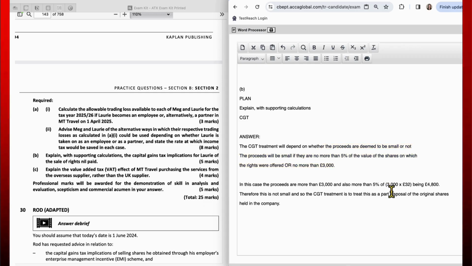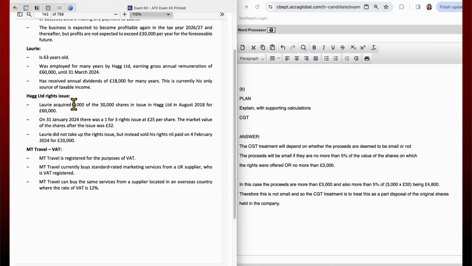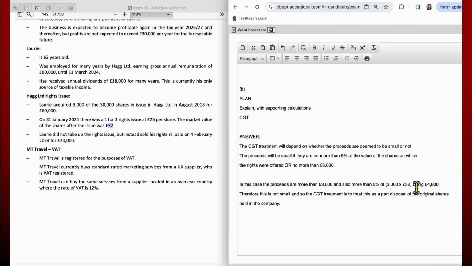We know it's 3,000 shares that he had. So it's not about the shares that he could buy, it's about the shares that he had that was giving him this option to buy some extra ones. So he had 3,000 shares already. What was the actual value of them at the time of the rights issue? £32. So you're given two numbers here, £25 a share or 32. And it's the 32 that's the relevant one for our calculation. So 3,000 times £32 gives you 96,000. 5% of that is 4,800. So our proceeds figure of 20,000 is more than that as well.